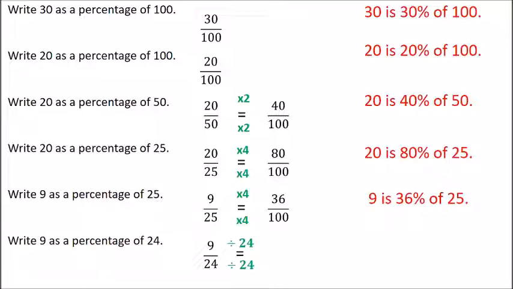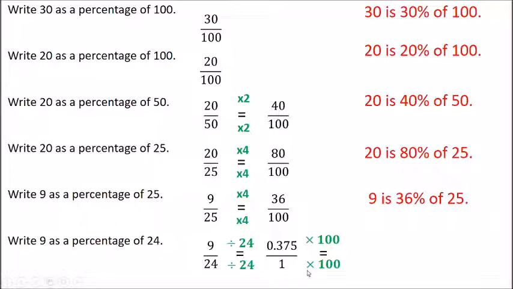So, if I divide the denominator by 24, that will turn my denominator into 1 because 24 divided by 24 gives me 1. 9 divided by 24, I have used a calculator for this one, it gives me 0.375. Okay, but I don't want my denominator to be 1, I want my denominator to be 100. So how do I get from 1 to 100?